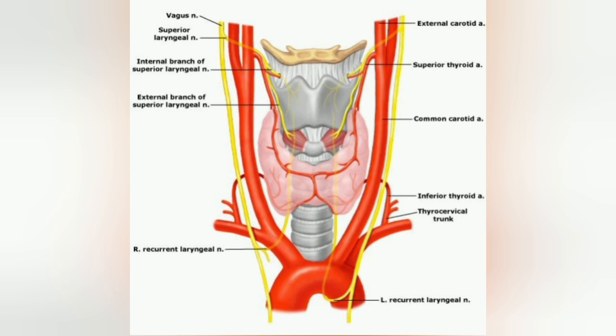The sympathetic nerve supply is from the superior, middle and inferior cervical ganglion of the sympathetic trunk. So the sympathetic trunk will give the gland its sympathetic nerve supply, and the parasympathetic nerve supply will be from the superior and the recurrent laryngeal nerve.